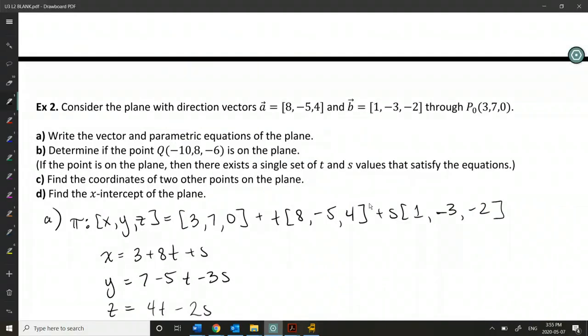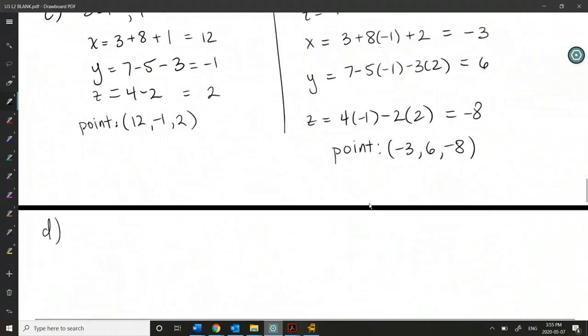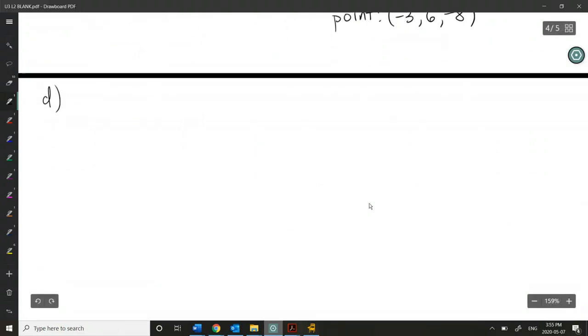And the last part of our question here asks us to find the x-intercept of the plane. So I'm going to utilize those parametric equations one more time to do this. And if we think about x-intercept, where the graph crosses the x-axis, that should mean that that is where y and z are equal to 0.